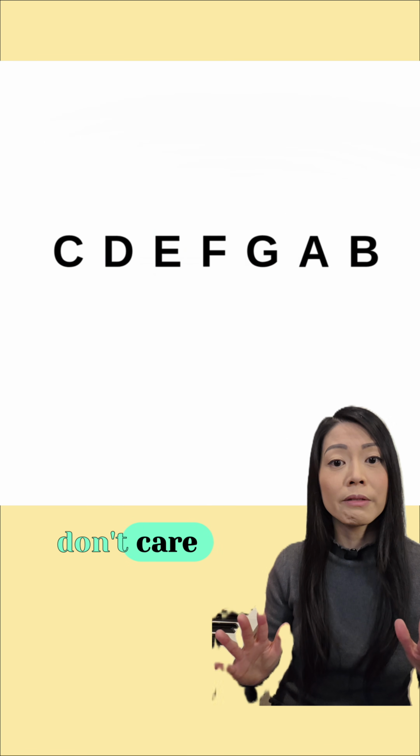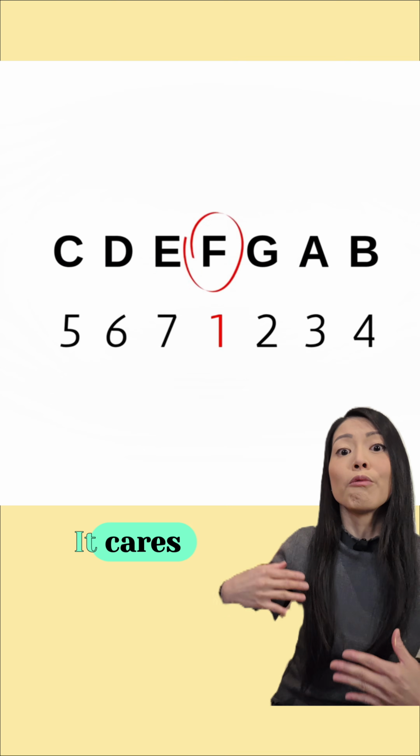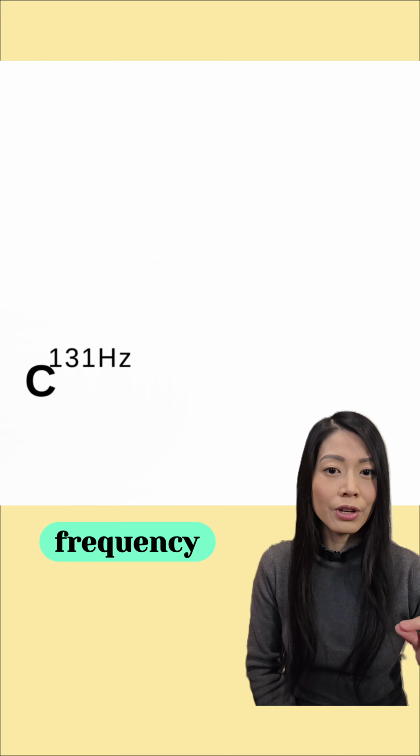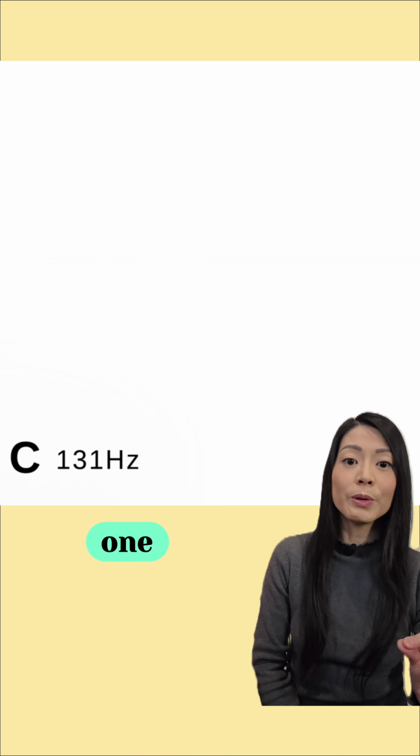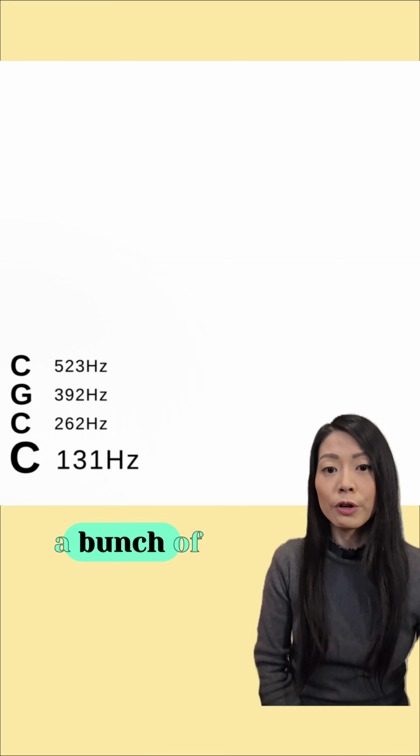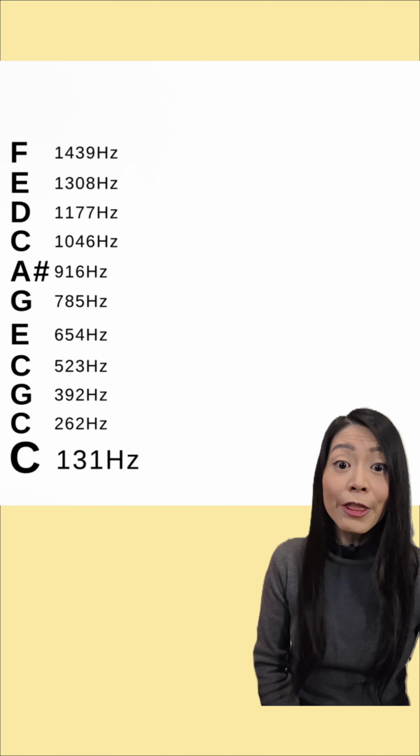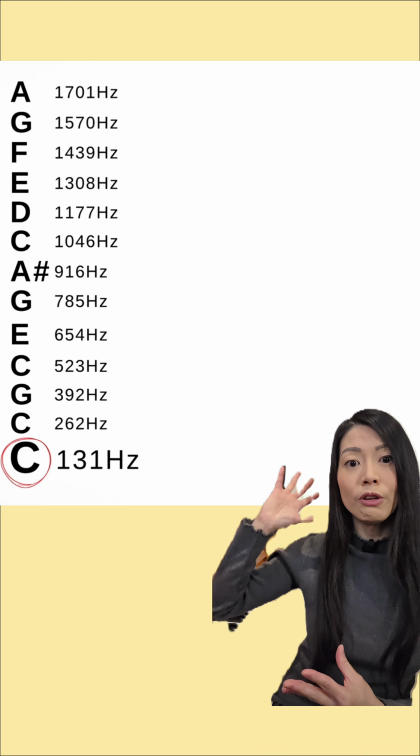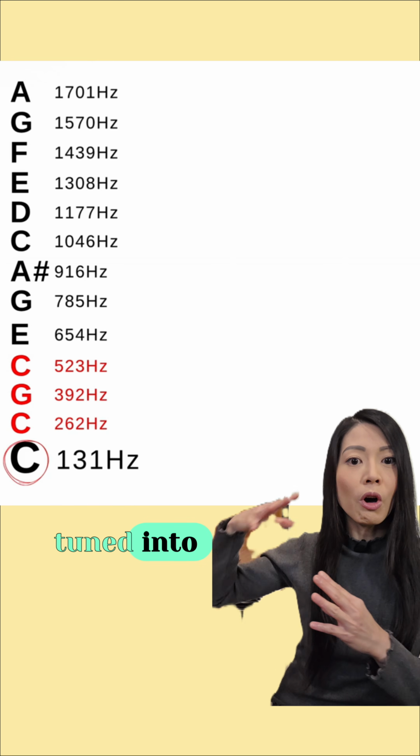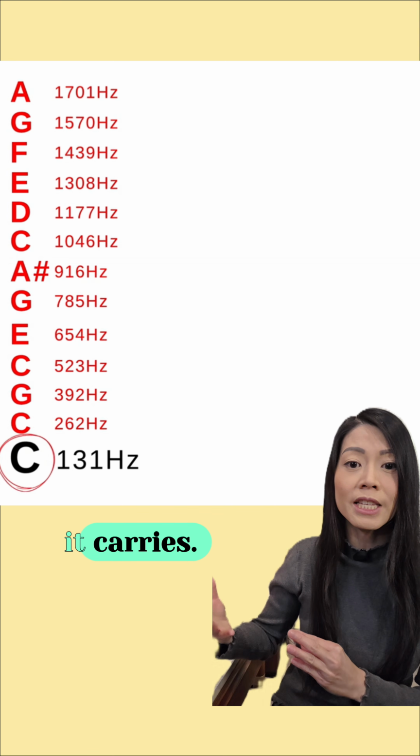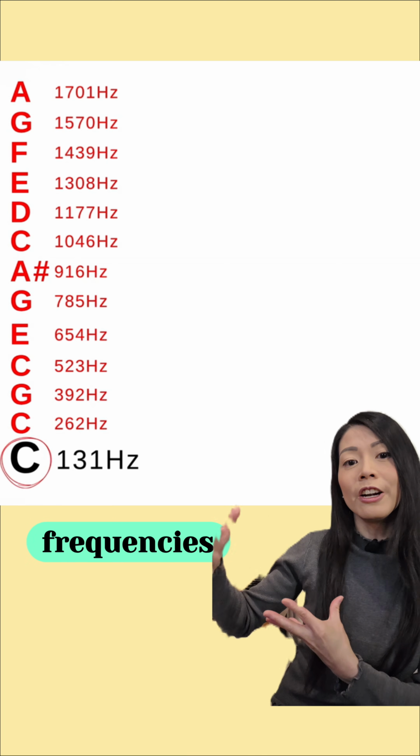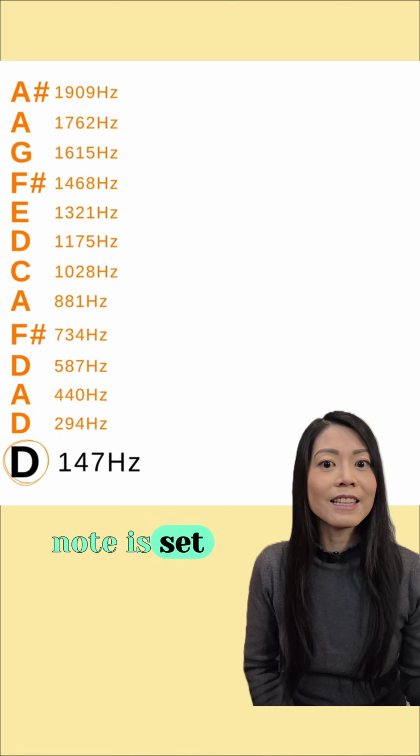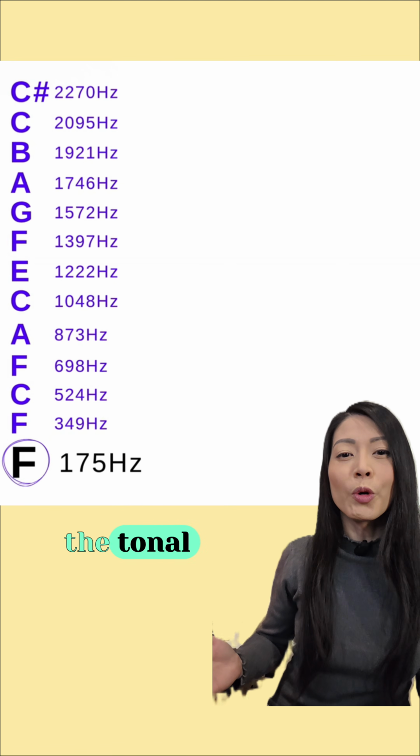Our brains don't care about the frequency. It cares about the relative frequency heard. And that is because each frequency you're hearing does not only carry one frequency, it carries a bunch of overtones. What are overtones? Other frequencies. And so once you have heard one pitch, your brain is automatically tuned into all of the other frequencies it carries. And so all the other frequencies are now giving you a different feeling according to which note is set as the reference pitch. We call it the tonal center.